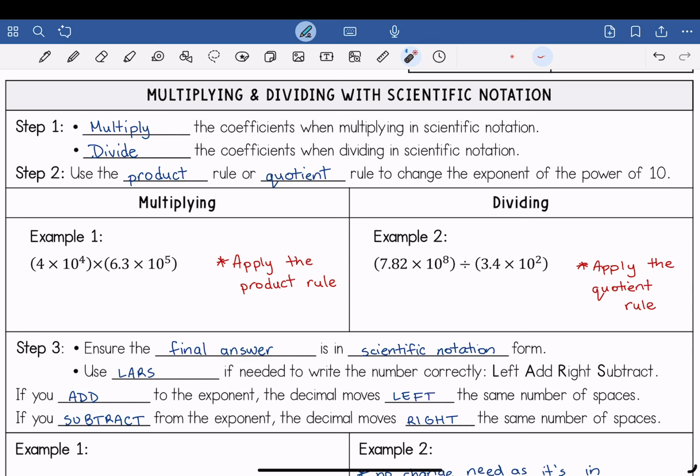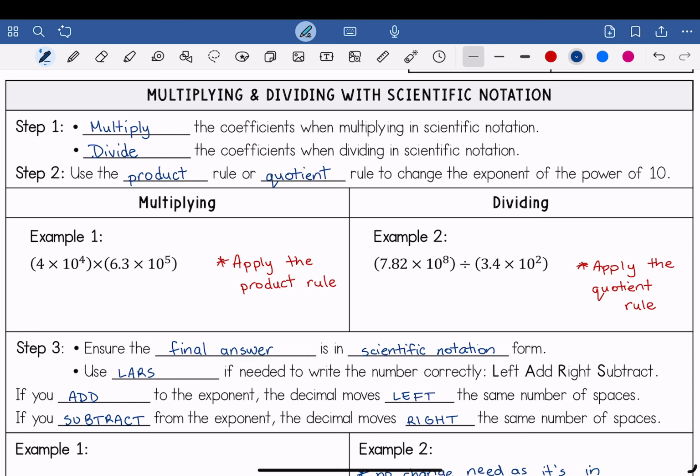Multiplying and dividing with scientific notation. Step 1, you will multiply the coefficients when multiplying in scientific notation and divide the coefficients when you're dividing in scientific notation. Step 2, use the product rule or the quotient rule to change the exponent of the power of 10.